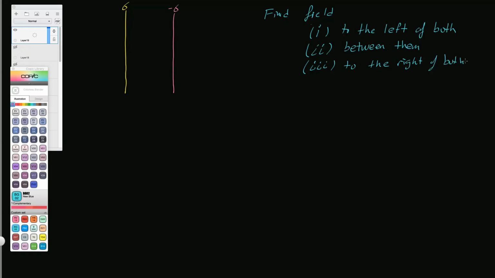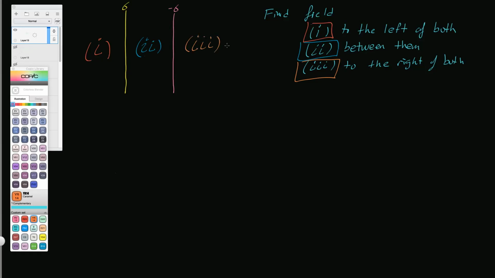So let's label those regions. I should probably color code these, so I think I'll do that. Region 1 in red is to the left of both. Region 2, in a darker blue, is between them. And then region 3, I guess an orange. I don't know if you can tell the color differences there. I think you can, maybe.